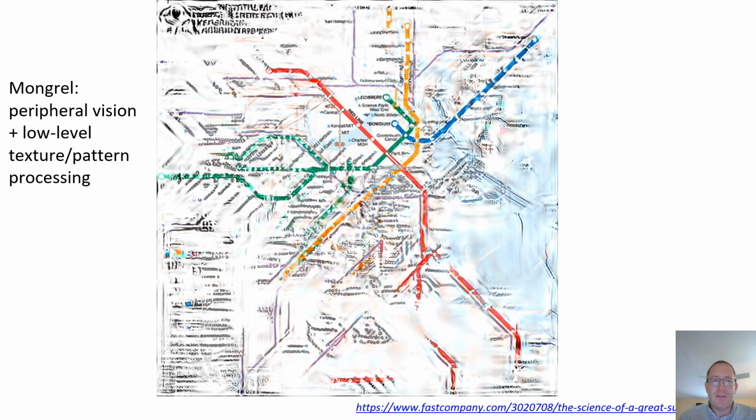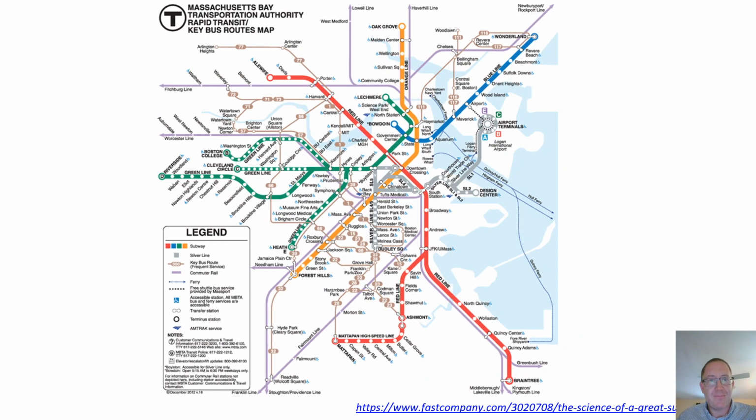A mongrel is this quick visual perceptual view of things, and so you get this low-level pattern processing on the outskirts and really clear on the inside. If I'm glancing at something quickly, that's what I see. I don't see the rest. I see some rough stuff on the outside and something very, very precise on the inside.